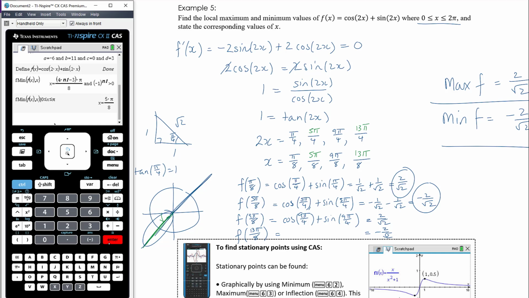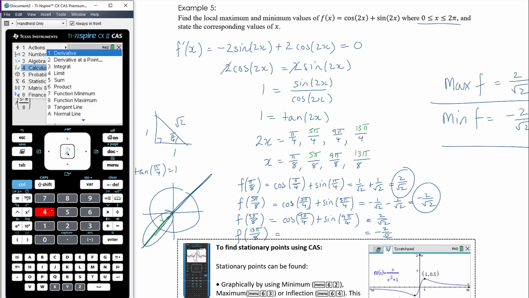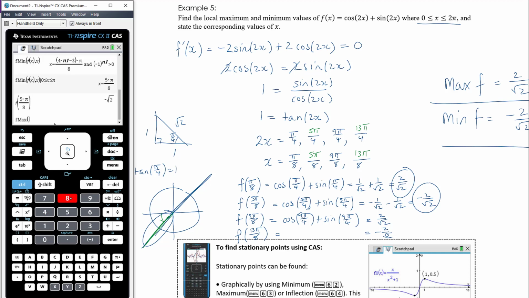So the function minimum happens at 5 pi over 8. So again, it doesn't give you the minimum value of the function, it gives you the x value where the minimum value happens. And so obviously to find that minimum value, f of 5 pi on 8 is negative root 2. Function maximum, so menu 4(8) for function maximum. We want maximum of f of x, the x value that gives maximum.